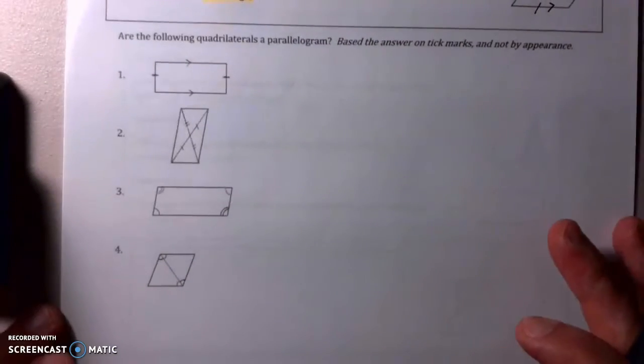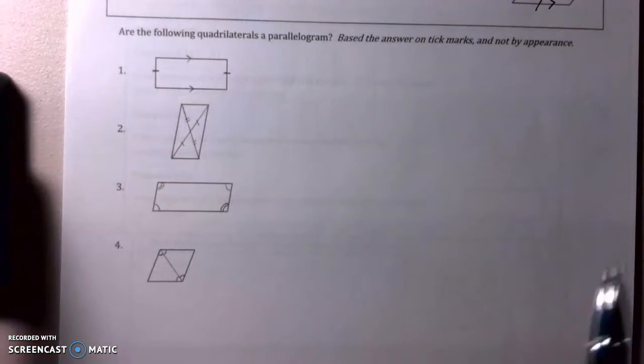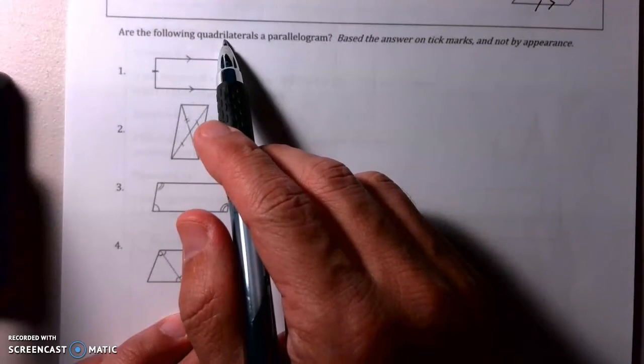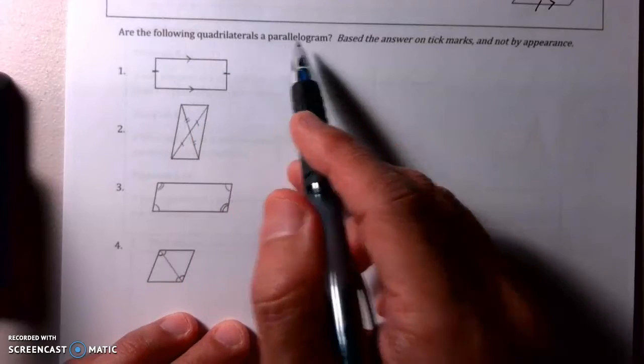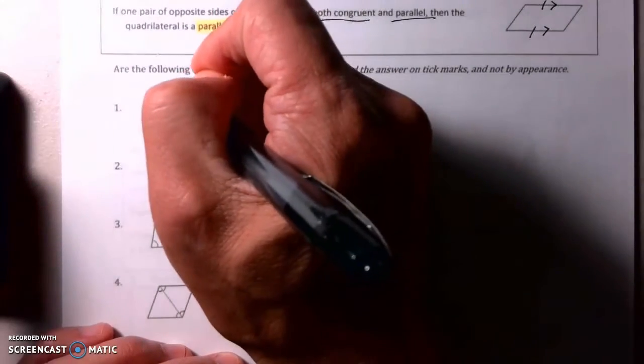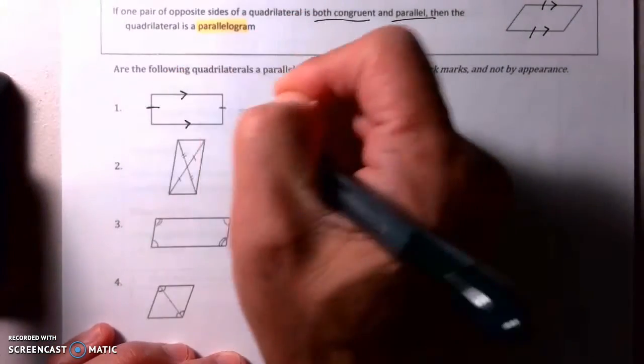Alright, so here are the types of problems you're going to see on 6-3. You're going to be given a picture. They all kind of look like parallelograms. Everything looks parallel, but you don't want to go based on appearance. You want to determine if the four-sided figure quadrilateral is a parallelogram based on the tick marks. So number one, for example, I've got parallel, parallel, and then I got equal, equal.